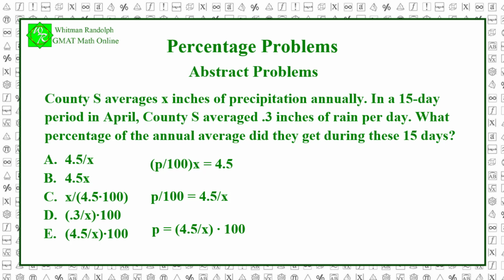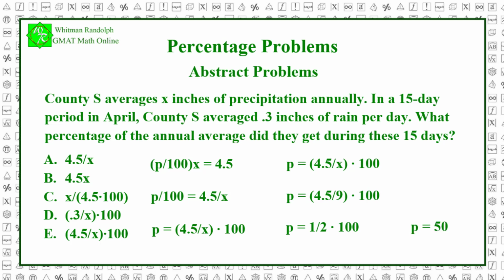Let's plug that into our result and see what happens. P equals 4.5 divided by X times 100. So P equals 4.5 divided by 9 times 100, and P equals 1/2 times 100, and finally P equals 50.